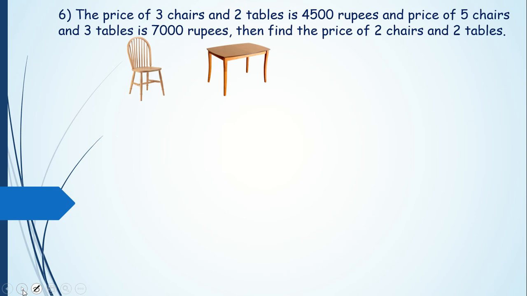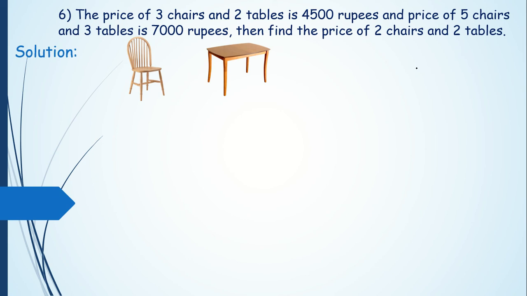Let's move on to the next sum. The price of 3 chairs and 2 tables is 4500 rupees, and the price of 5 chairs and 3 tables is 7000 rupees. Then find the price of 2 chairs and 2 tables. So here in this case we will first find out the price of 1 chair and 1 table. Then we can find the price of 2 chairs and 2 tables.